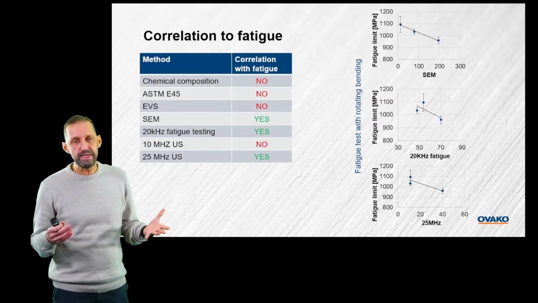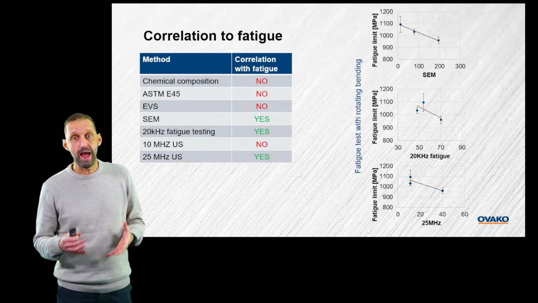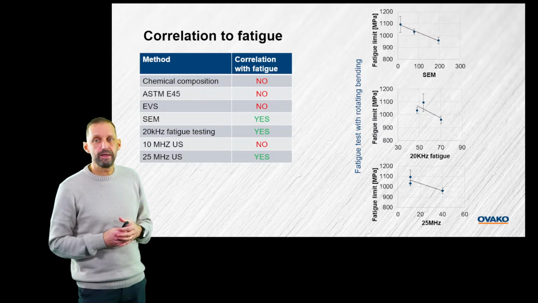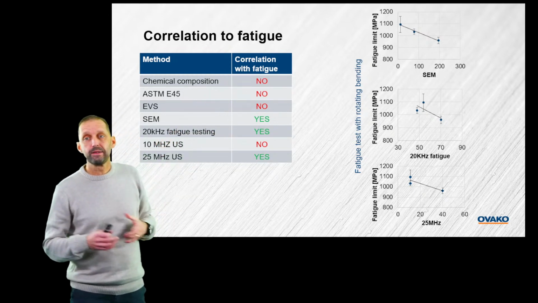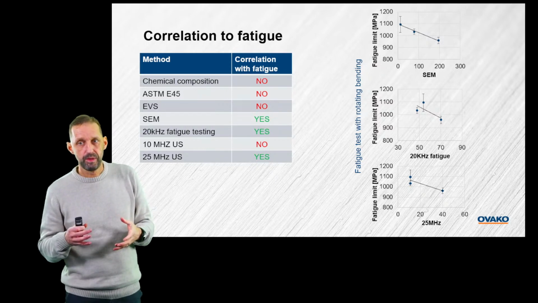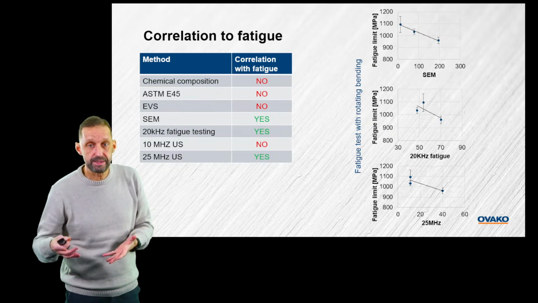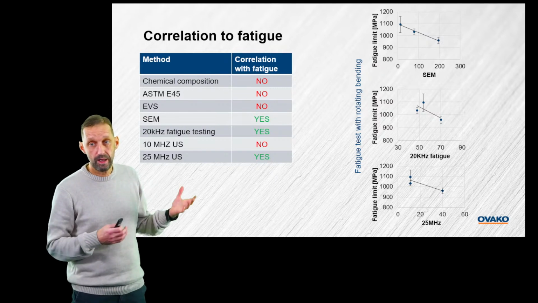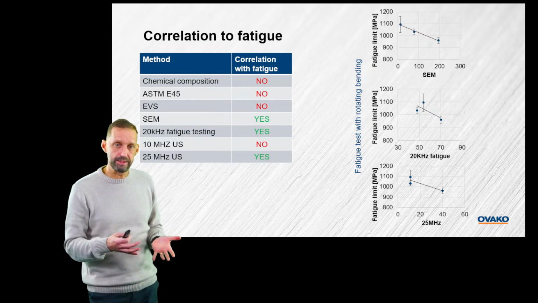So what we've seen is that we do have a good correlation between fatigue now and these more advanced methods. If we look at the SEM method up there in the corner, we can see that on some different steel that we produced and tested, we have a correlation between our index, the number of defects larger than a certain size, and the fatigue measured with our rotating bending in this case.